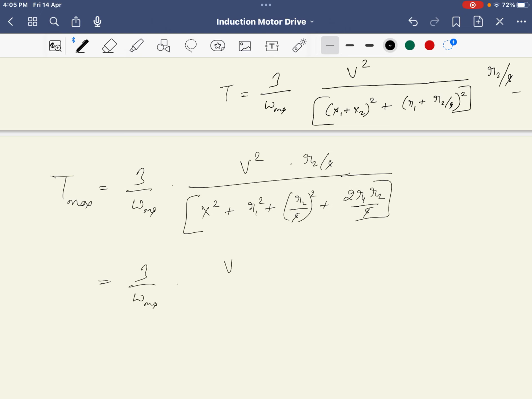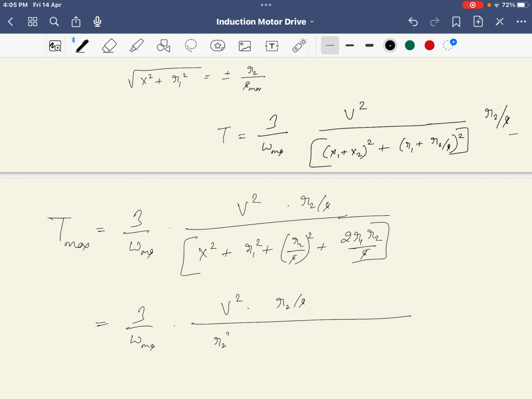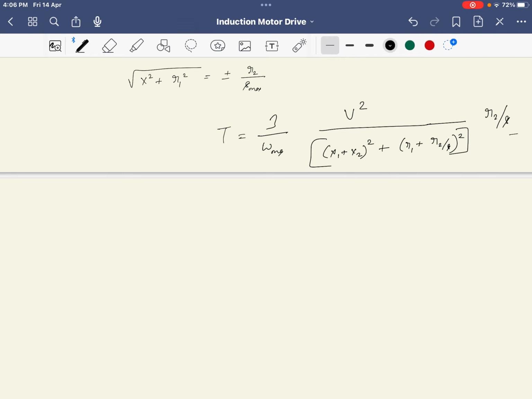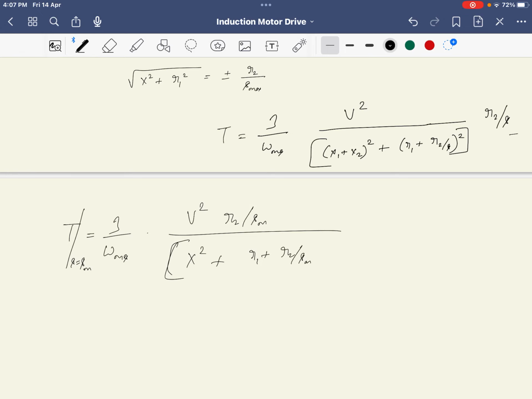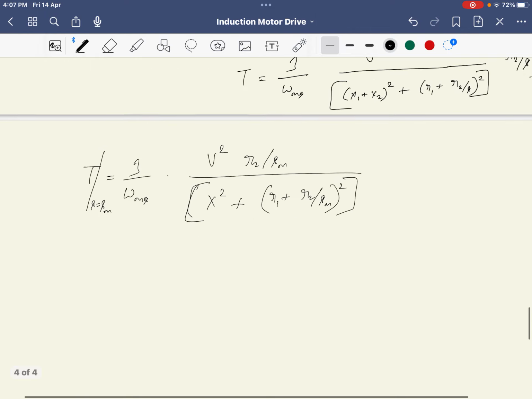So here we will write this as 3 by omega ms V square R2 by S. And this one, we will use this term. This will be R2 square by S max square plus R2 square by S square. So we need not write it like this. Rather, we will write in a very easy form. T is equal to 3 by omega ms V square, where we get R2 by S. So this will be R2 by S max only, right? T at S equal to Sm, we simply put the value there, and this is x square plus (R1 plus R2 by SM) whole square, and that's all.